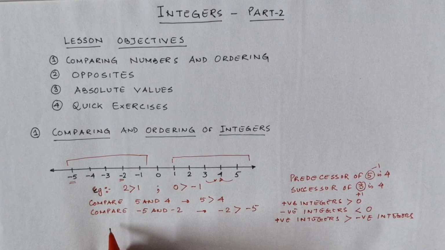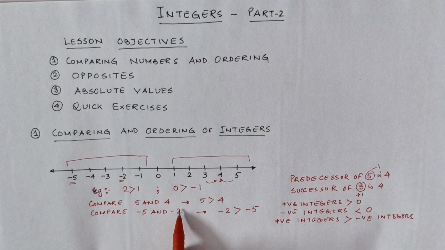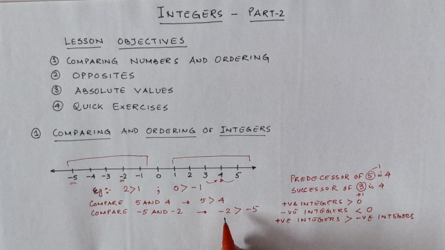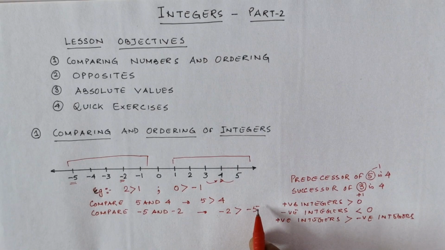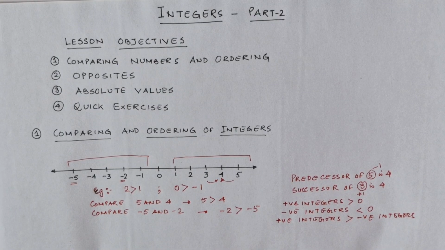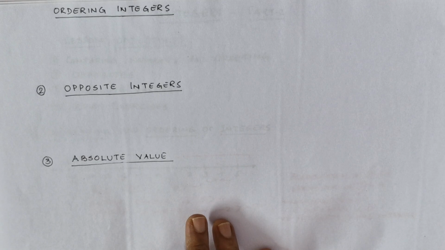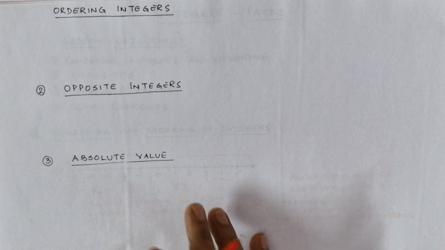For example, say if I am comparing -5 and -2, which one is the smaller one with a negative sign? 2. So obviously -2 will be greater than -5. So remember these key points. Got it? So let's come to the next objective, that is ordering integers, right? So we have done comparing, now ordering integers.